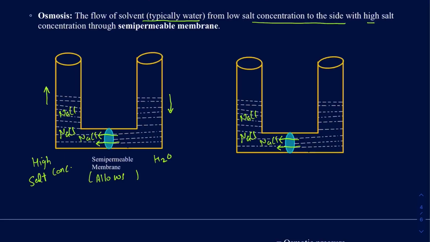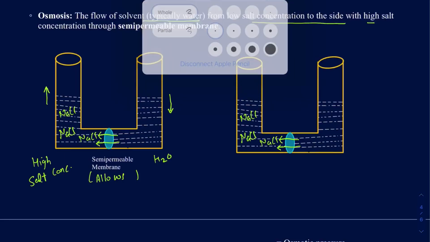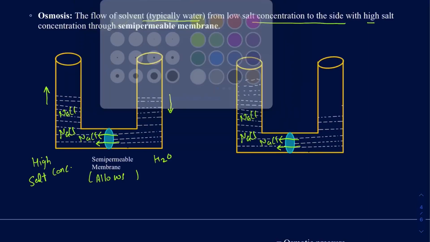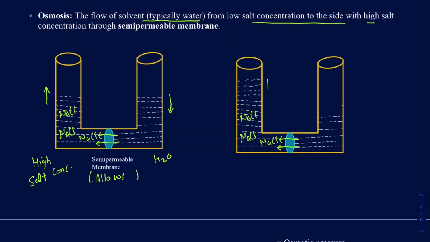So that's what I'm going to make now. So I'll take some of this out here. Let's say it went down that much, but then on the left side, you will have that much water going up. So then there is going to be a height difference in the water. Whatever the height difference is going to be, that's going to be the measure of osmotic pressure. So this right there is going to be the osmotic pressure.